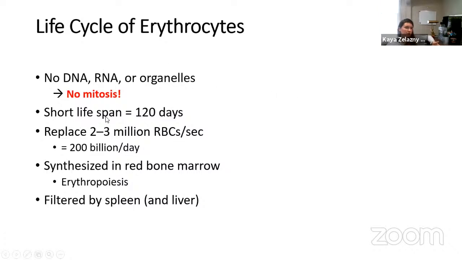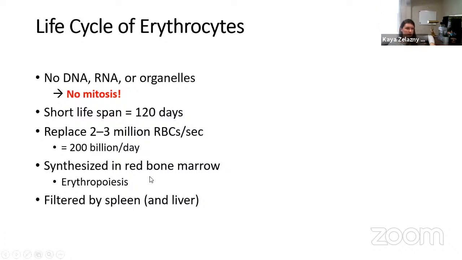They're going to have a really short lifespan in terms of cells. 120 days is the typical lifespan of an erythrocyte. And you make 2 to 3 million red blood cells per second. So on the order of 200 billion red blood cells per day. So we're constantly cycling through them. It's not like every couple months you replace all of them on one day. We are constantly making red blood cells.